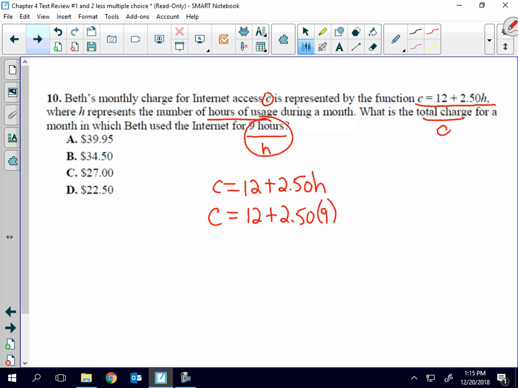We're going to use our calculator. Go ahead, you can do the multiplication first. So this is still going to be C equals 12 plus something. 12 plus, well, 250 times 9, I get 22.5. And then when we add 12 plus 22.5, we get 34.5, which is also 3450, which is answer D.